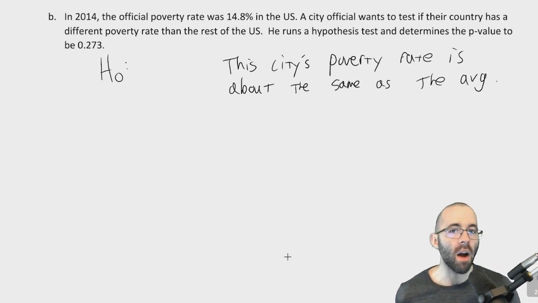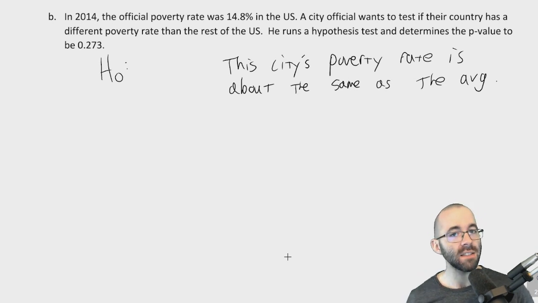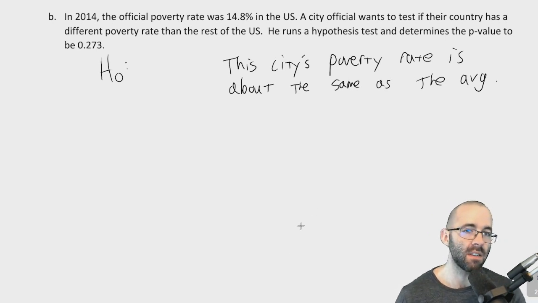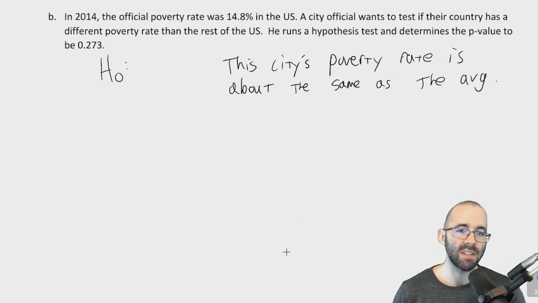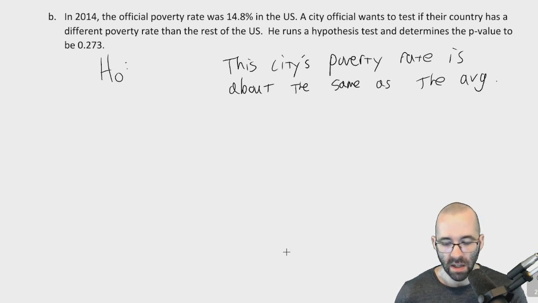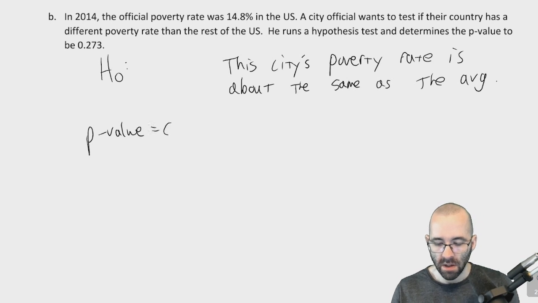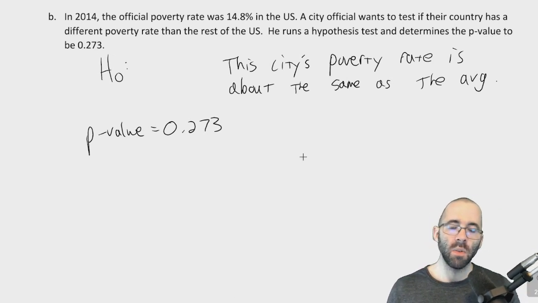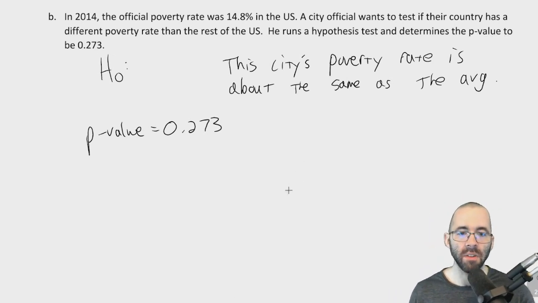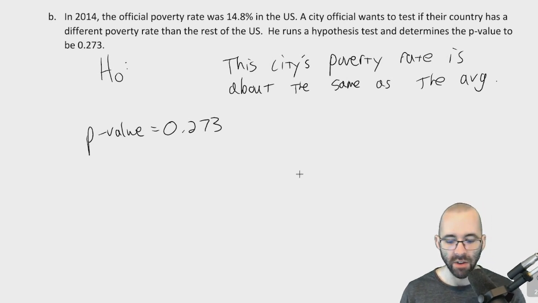Right? That was what our null hypothesis basically said. We were trying to test whether it was different. So is our city basically the same, or is it statistically significantly different? Well, we found our p-value is 0.273 according to their calculations. Well, is that smaller than alpha? If so, we reject the null. No, this is bigger than 5%.